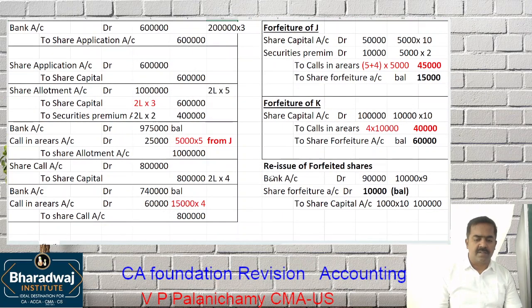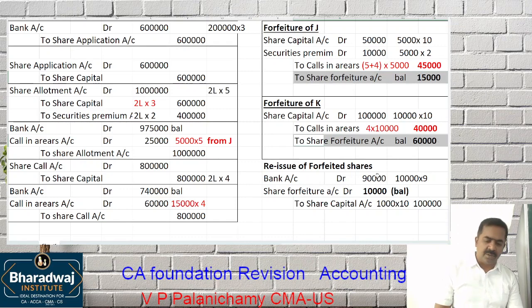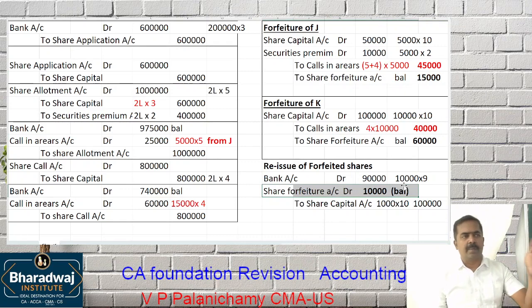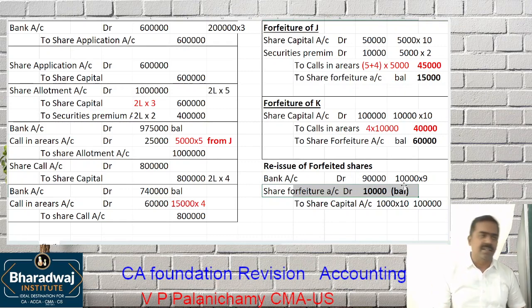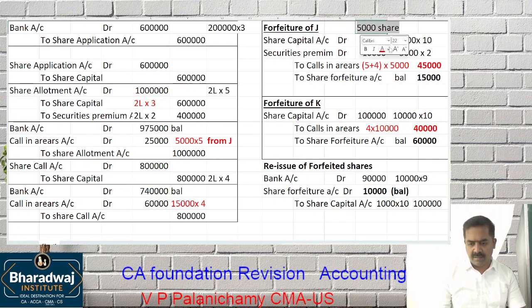Did we reissue all the shares? Now when creating capital reserve, if all the shares are reissued, what can we do? If all the shares are reissued, 15,000 plus 60,000, total forfeiture 75,000, minus loss 10,000, we can transfer to capital reserve. If all the shares are reissued. But here all the shares are not reissued. We cancelled 10,000 shares here, 5,000 shares cancelled there. Then how many shares are cancelled? 10,000 shares are cancelled. But reissued only how many shares? 10,000 shares are reissued.